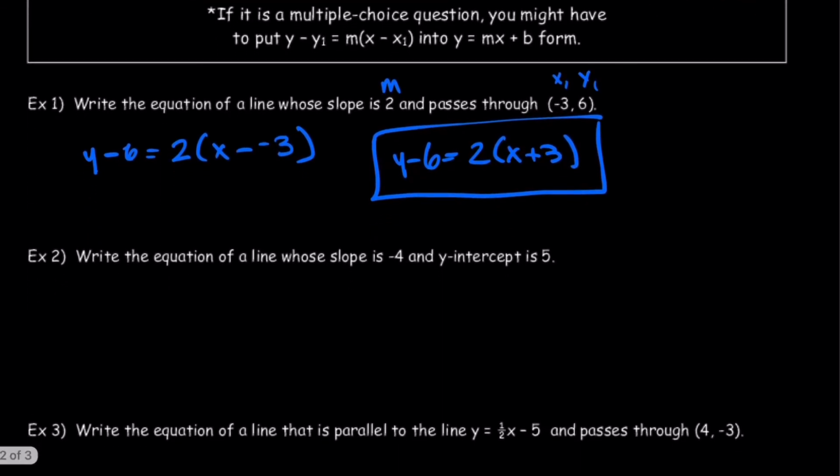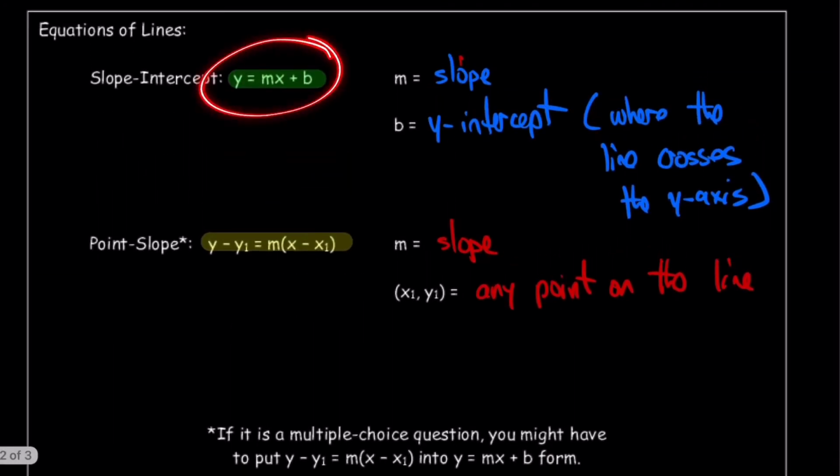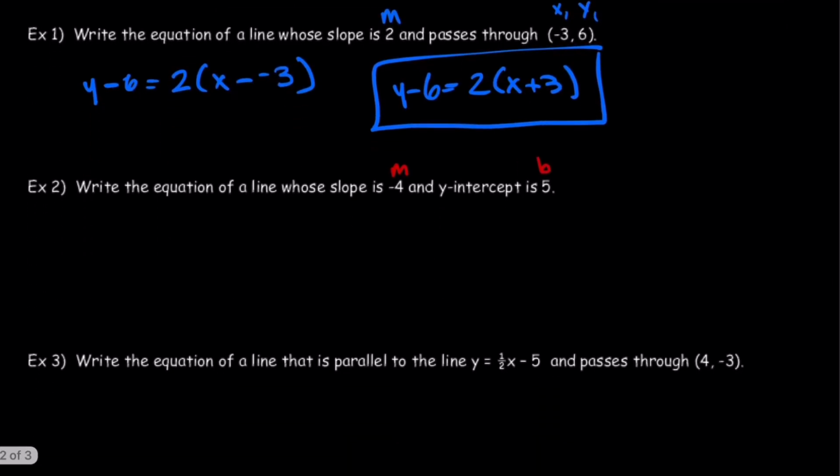Example 2, write the equation of a line whose slope is -4 and whose y-intercept is 5. Okay, well, if I give you slope, I'm giving you m. If I give you the y-intercept, I'm giving you b. So if I'm giving you m and b, I want to use this equation, right? There's your m, there's your b. You just have to plug them in front of the x and then tack on the end. So this is really pretty simple. Y equals -4x plus 5, and we're done.